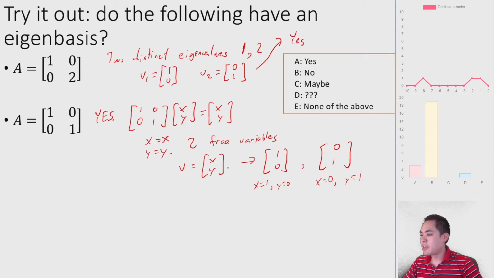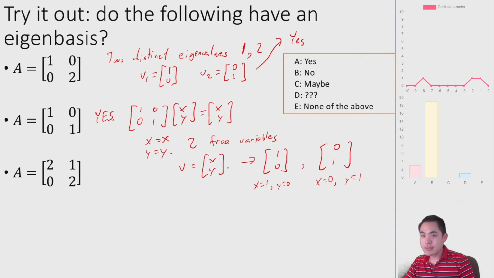So if at the end you end up having two values, that means two free variables, that means you can get two linearly independent eigenvectors out of it. Okay, so let's try again. So I have [2, 1; 0, 2]. Let me reset again. Does this have two linearly independent eigenvectors? So do you have an eigenbasis?